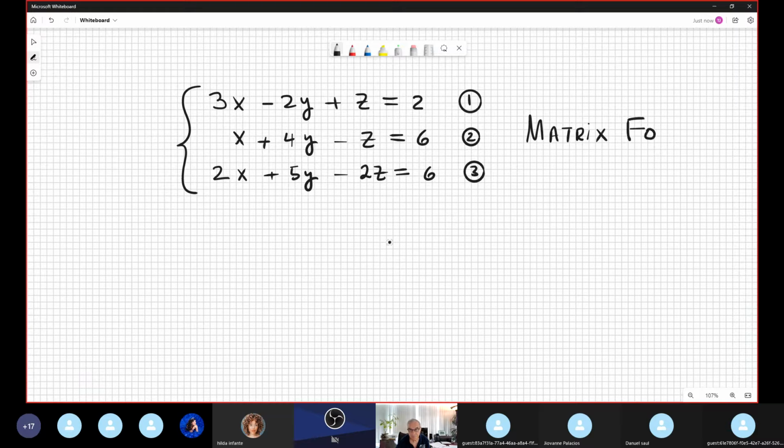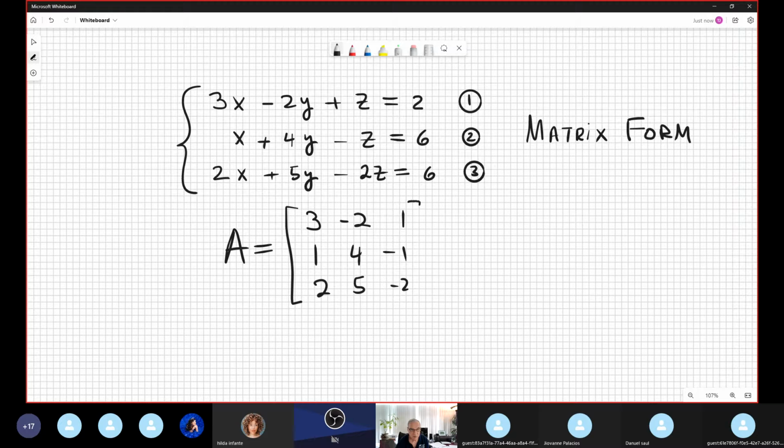Matrix form. You declare one big matrix, it's a matrix A. This matrix A is 3, -2, 1, 1, 4, -1, 2, 5, and -1. This matrix is only the matrix formed by the coefficients in front of the variables. It's obviously a square matrix, 3 by 3.